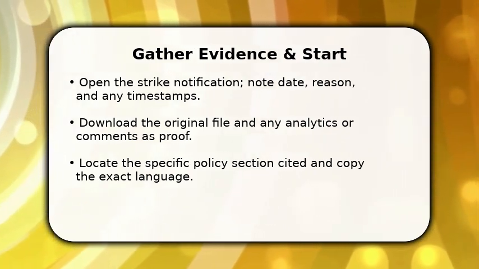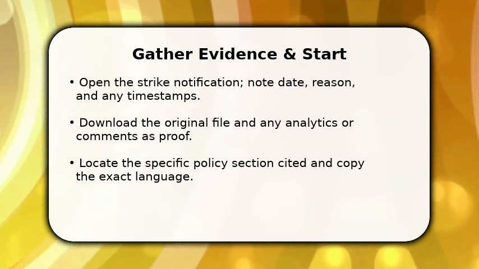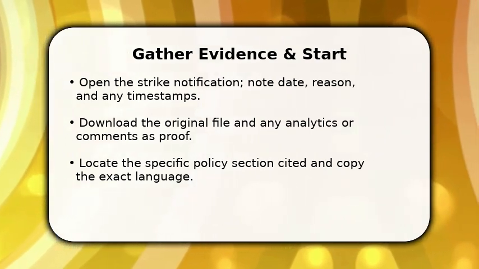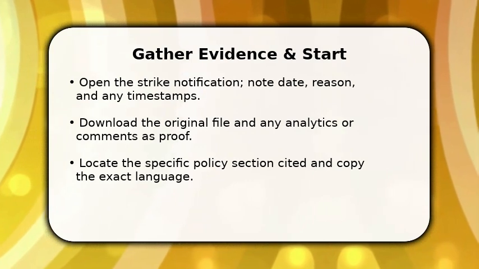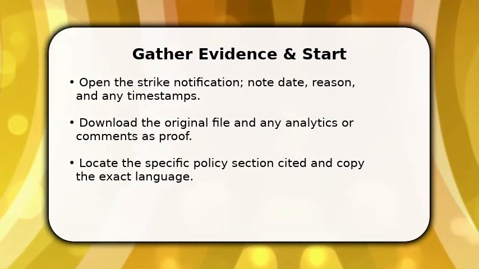Next, read the cited policy section line by line so you understand the rule. Once done, determine whether the content can be edited to comply or whether you must remove it before preparing your appeal package with clear, documented points.